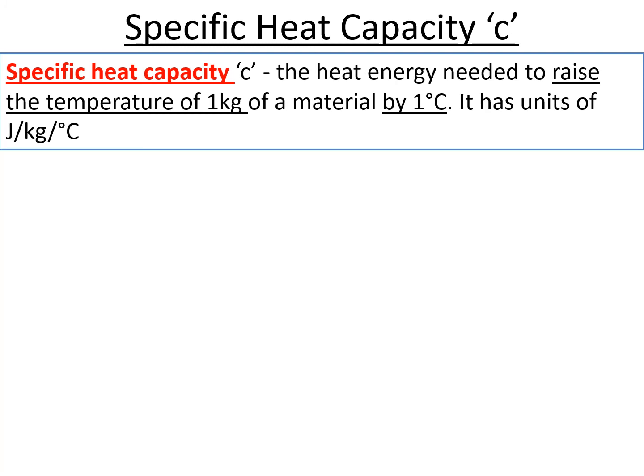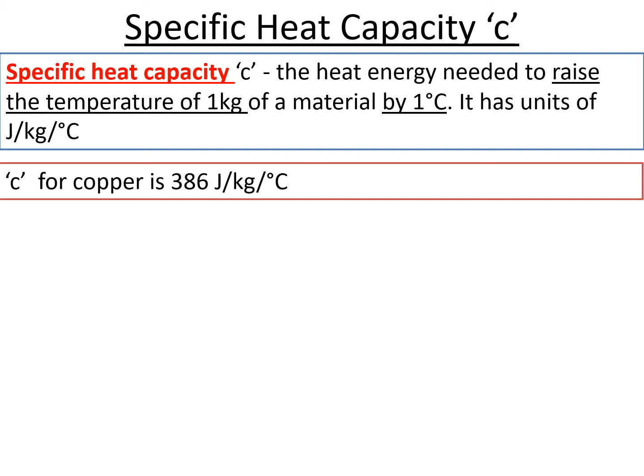Okay, so let's try an example to check that you've understood the concepts, and also if you haven't, let's build them up again. So remember, specific capacity is the energy needed to raise the temperature of 1 kilogram of a material by 1 degree Celsius. So let's look at copper, which has a specific capacity of 386 joules per kilogram per degree Celsius. So in other words, if I had 1 kilogram of copper and I wanted to increase the temperature by 1 degree Celsius, I would need to use 386 joules.